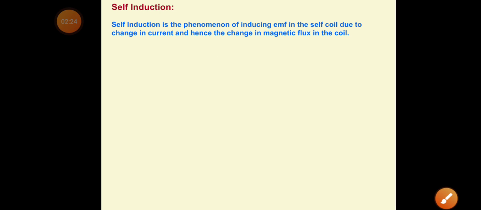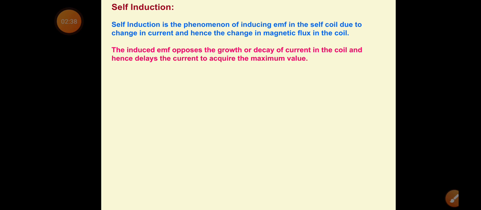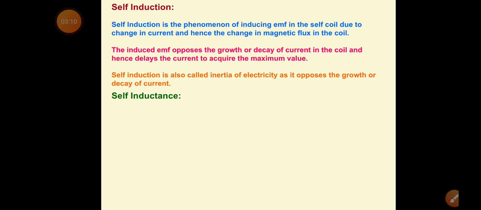So this phenomenon in which the current is passing in the coil and an induced current is also induced in the same coil is called self induction. Next, the induced EMF opposes the growth or decay of current in the coil, and hence it always delays the current in acquiring the maximum value, as I have said earlier. If the current is falling, in that case also it will oppose, and when the current is rising, in that case also it will oppose. Now self induction is also called the inertia of electricity, as it opposes the growth or decay of the current.